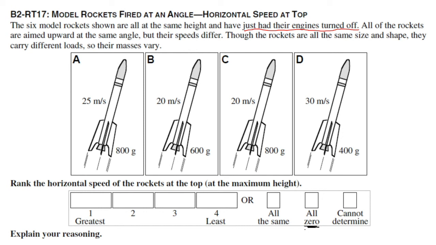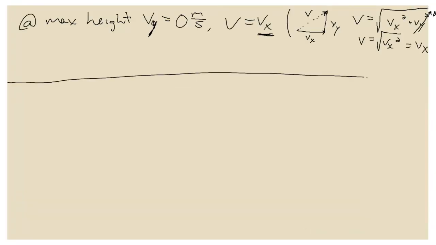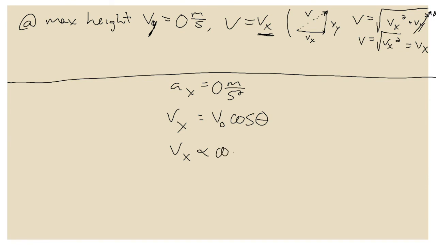So looking at the actual question that's being asked, they're asking us to rank the horizontal speeds at the top. Well, the first thing that you really need to realize to answer this here is that the acceleration in the x direction is always 0. And so that means the horizontal speed of the rocket stays constant. And so that means whatever point you're talking about, this is really the only equation that you have to deal with here. And this equation, as we just said last time, tells us 2 things. That Vx is directly proportional to cosine theta, and Vx is directly proportional to V naught.